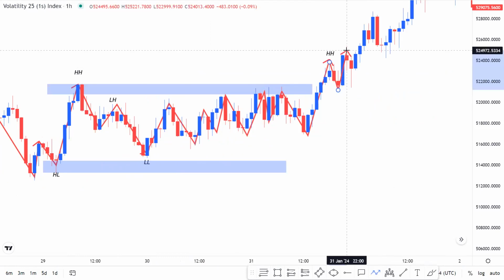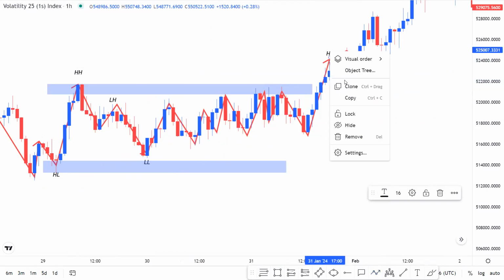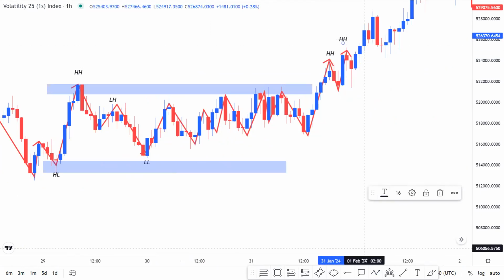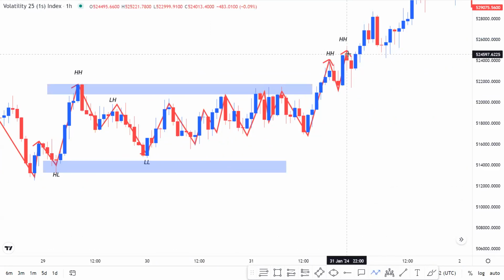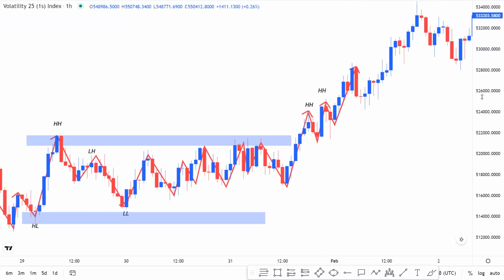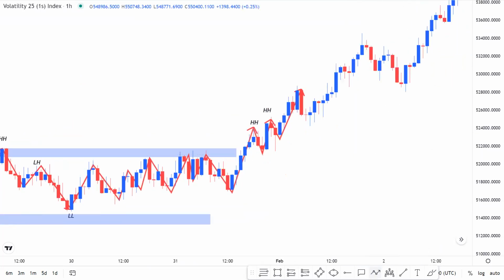Clearly, we continue to see price present us with the higher highs and the higher lows. The sell retracement, buy continuations. So we have a very strong uptrending market right here. Buy continuations, sell retracements, buy continuations, sell retracements.